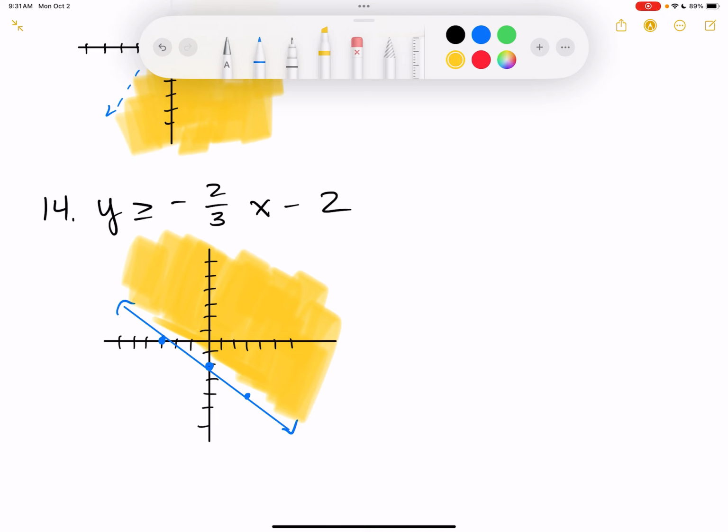Did we do this last year? You may have. Last year? Or in algebra? I don't remember. We did. It's possible you did it in geometry, but probably more likely in algebra.